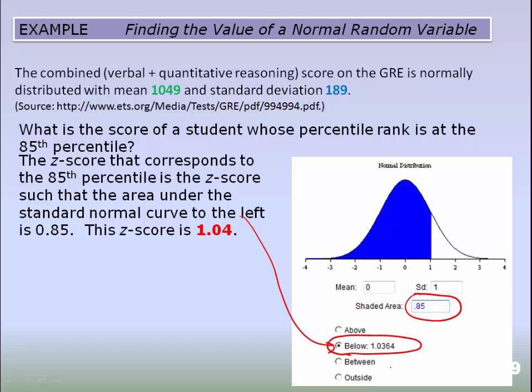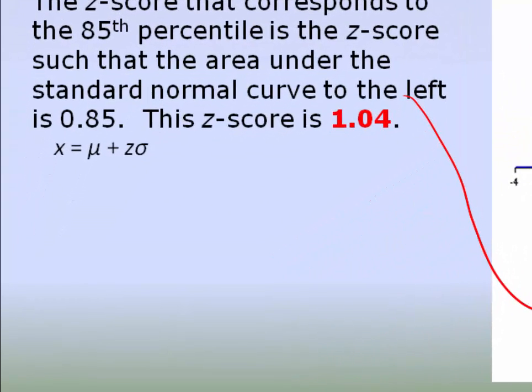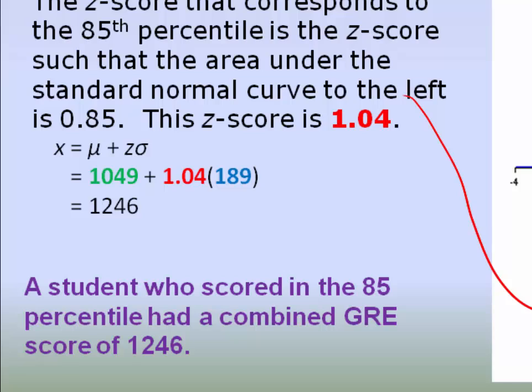Now, step 3 in this process is to use the formula and convert that back to x. So the formula says that I can get x if I take the mean and add the z-score 1.04 I just found times the standard deviation of 189, and that will convert it back to an x. So my mean of 1,049 plus 1.04, my z, times the standard deviation for this data of 189 tells me that the student had to score a 1246 to land in the 85th percentile. So a student who scored in the 85th percentile had a combined GRE score of 1,246.